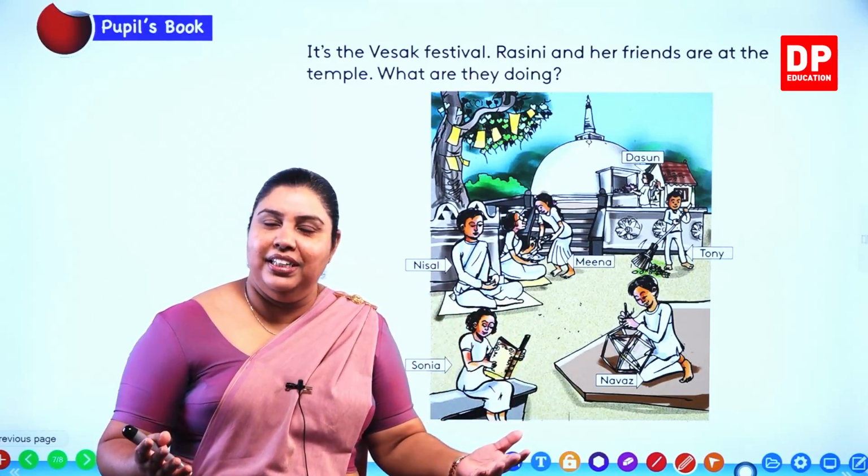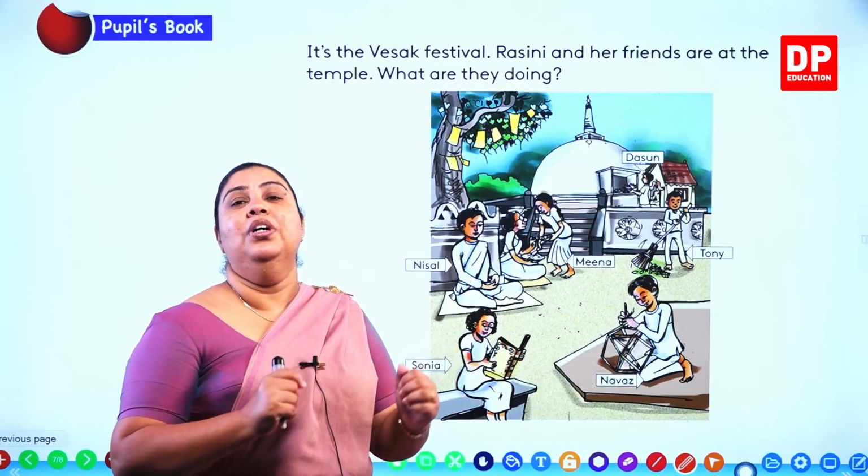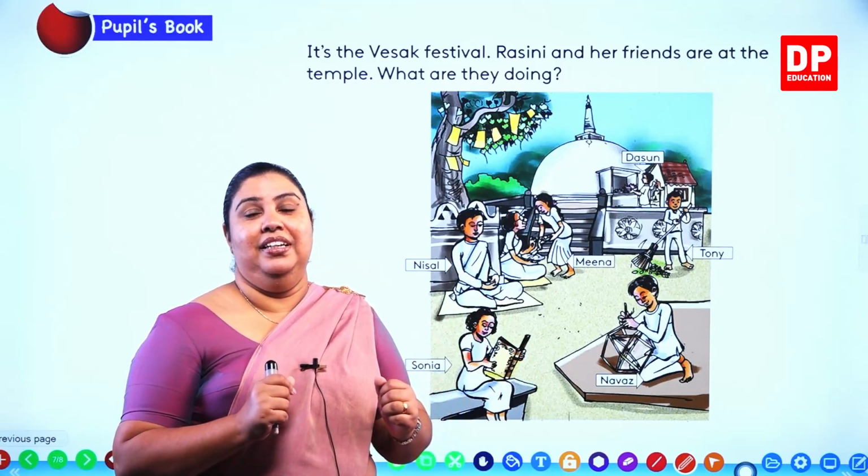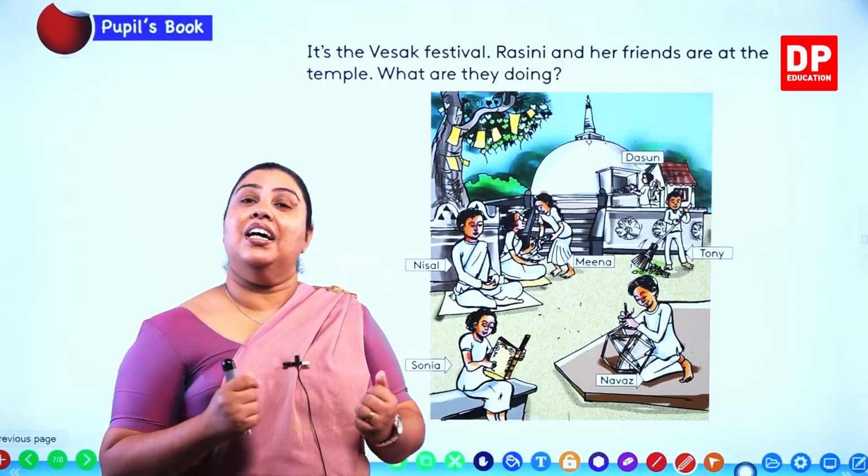They have got together and they have come to the temple. Right? Because it is Vesak.